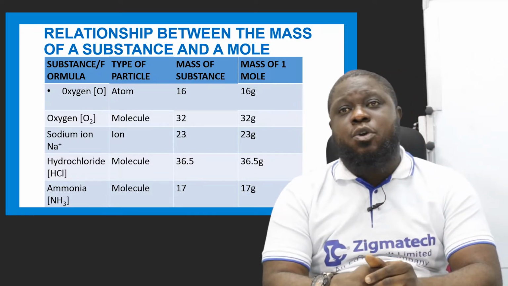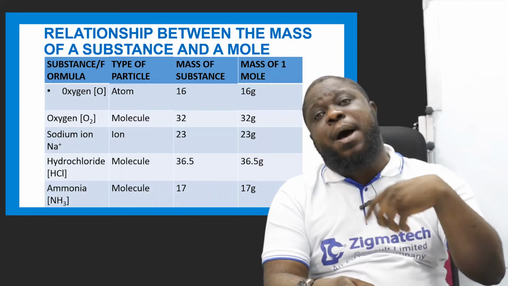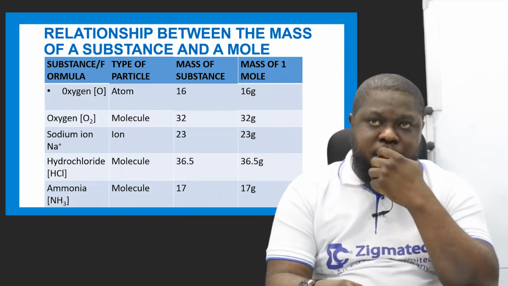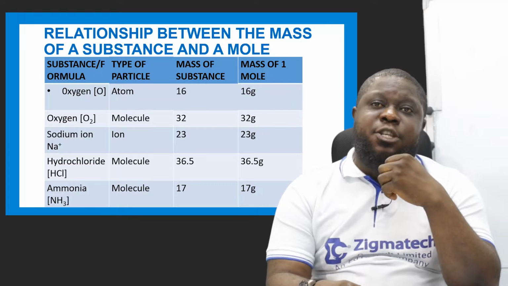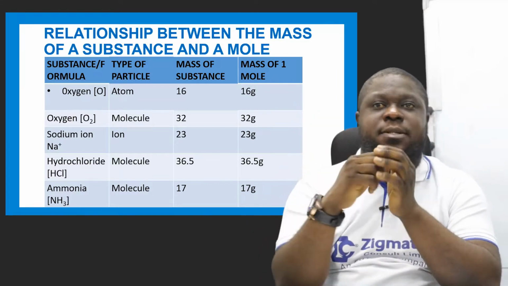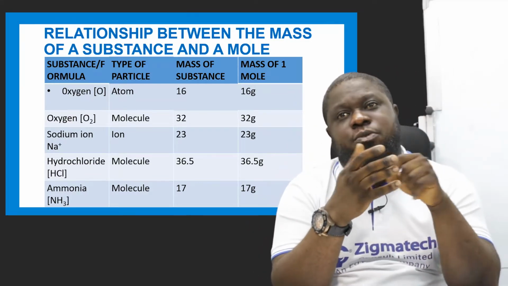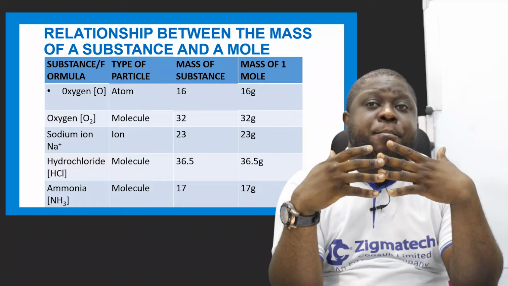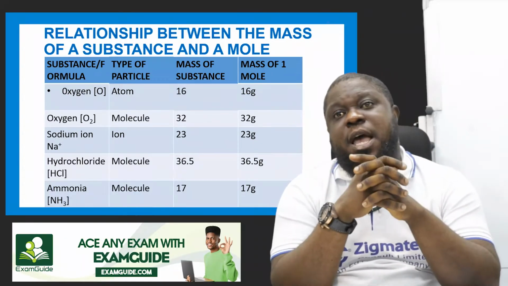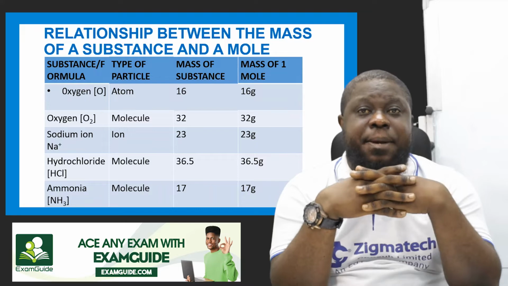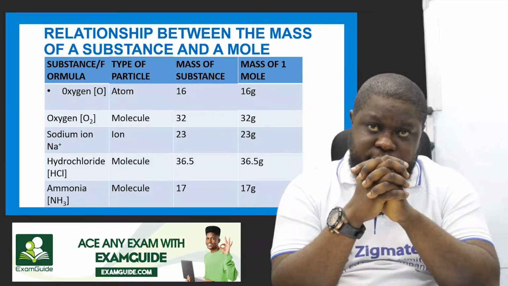In essence, I told you that Avogadro's number is the number of particles in a substance. That's the Avogadro's number, the number of particles. In essence, every 1 mole identifies the mass number of a substance. Every mass of 1 mole is the mass number of a substance.